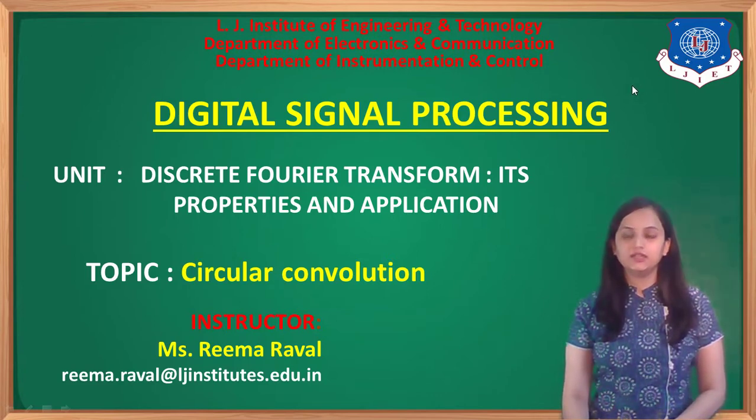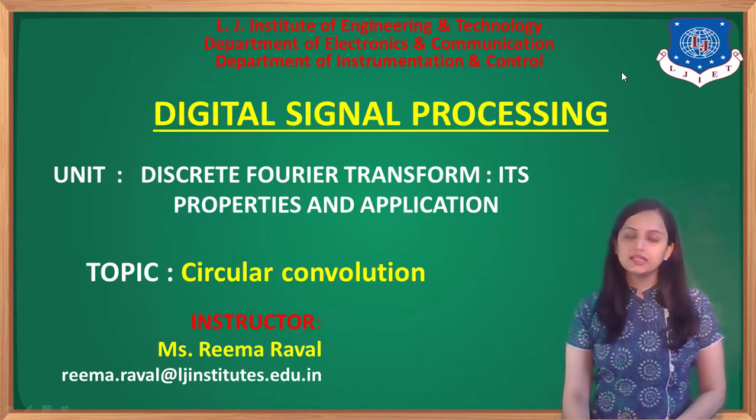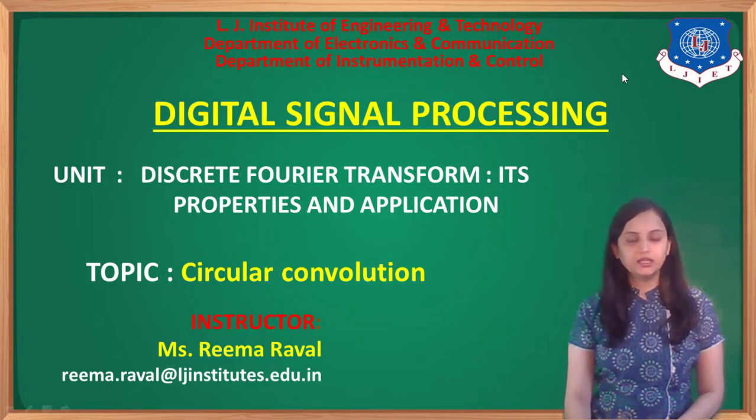In the previous session, we have seen the unit Discrete Fourier Transform, its properties and applications. In that, we have seen the topic circular convolution. We have seen that there are three methods of finding circular convolution: graphical method, matrix method, and DFT and IDFT method. In the previous sessions, we have seen the first two methods, that means matrix method and graphical method. Now in this session, we are going to see the examples based on the third method, that is DFT and IDFT method. So let's start with that.